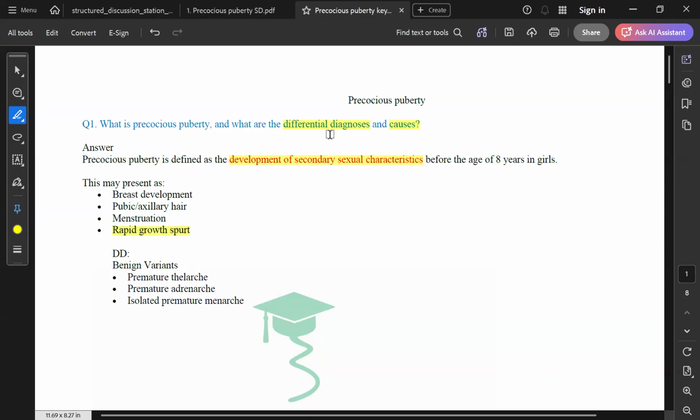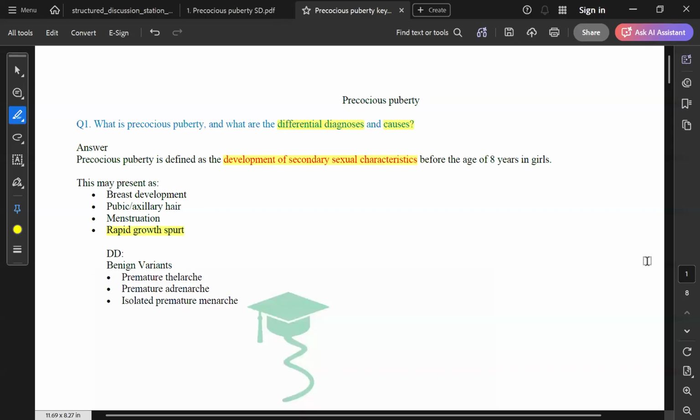So the differential diagnosis for a precocious puberty is it could be a benign variant. So this is the differential diagnosis. It could be a premature thelarche, adrenarche, or isolated premature menarche. So these are all the differential diagnosis. The causes why she presents with precocious puberty, the causes is what you described.